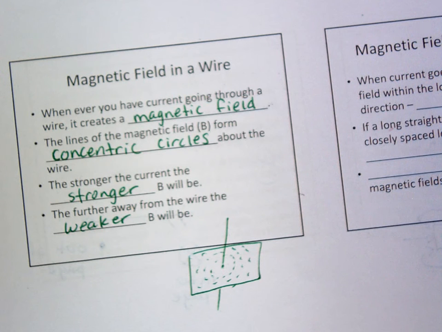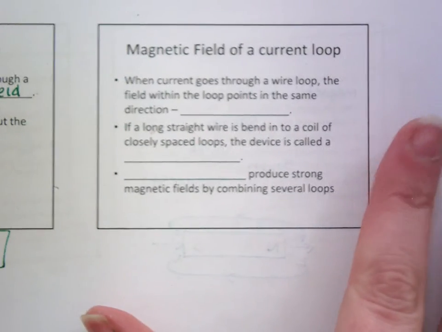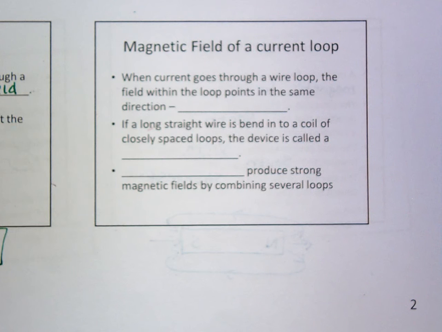So lots of current, you get a strong field. But at the same time, if you get too far away, it's not going to be very strong. So you've got to make a balance there. Now, if I were to take that copper wire that I just showed you and make a loop out of it, I would actually be strengthening the magnetic field created inside of it.